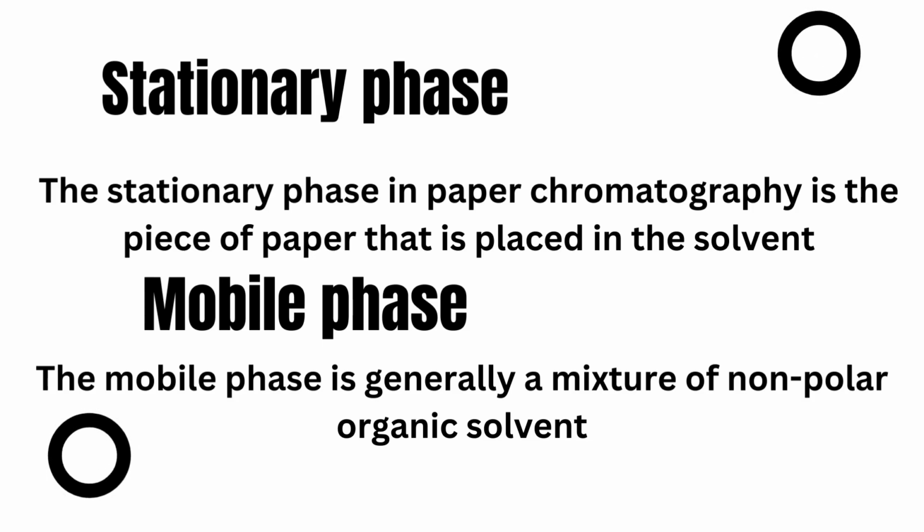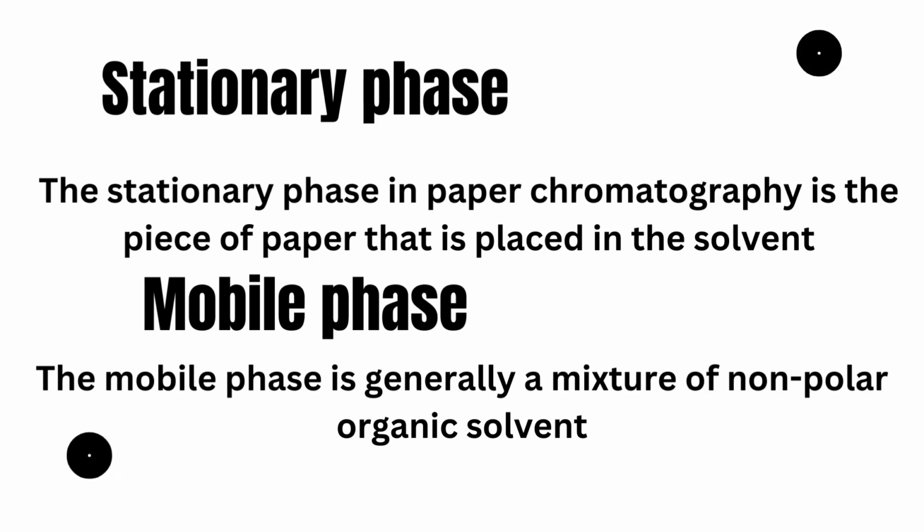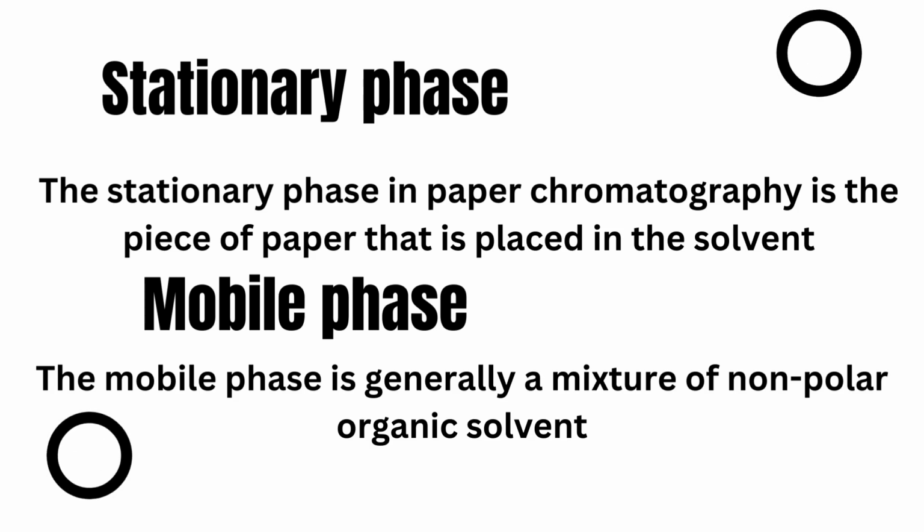Adsorption chromatography is between solid and liquid phases, wherein the solid surface of the paper is the stationary phase and the liquid phase is the mobile phase.